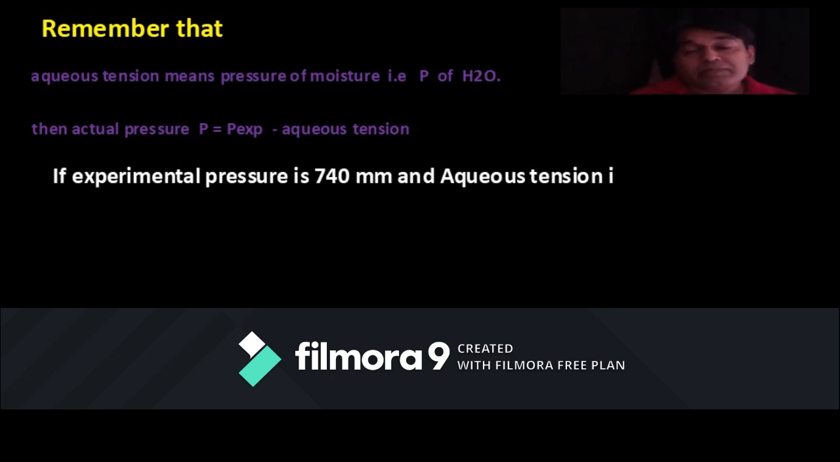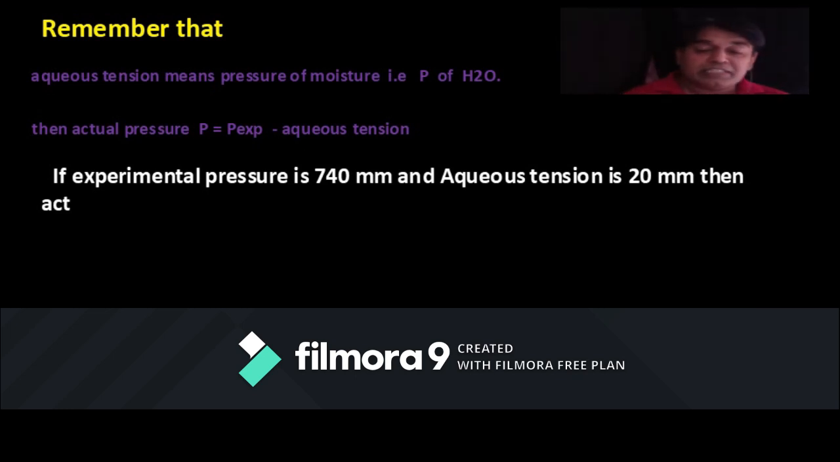When temperature is different, aqueous tension is also different, because at higher temperature the rate of evaporation of the compound is more. At lower temperature the rate of evaporation of the compound is less. Hence, at higher temperature the aqueous tension is more, and at lower temperature aqueous tension is less.